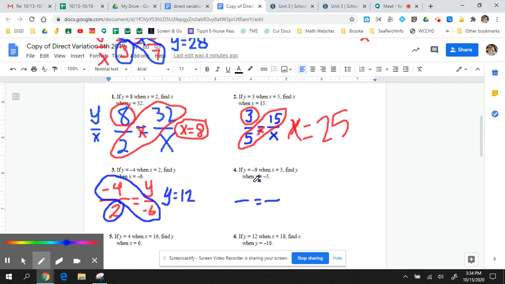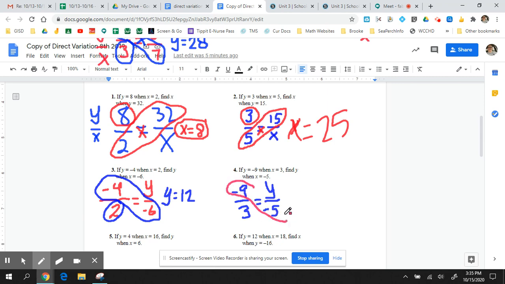Welcome back. It tells you y is -9 when x is 3. Find y when x is -5. It's set up just like number 3. If you haven't solved it yet, go ahead and solve it and I will wait. You should have gotten -5 times -9, and that would have given you 45. 45 divided by 3, because it's the one that's left over by itself, should give you y equals 15.